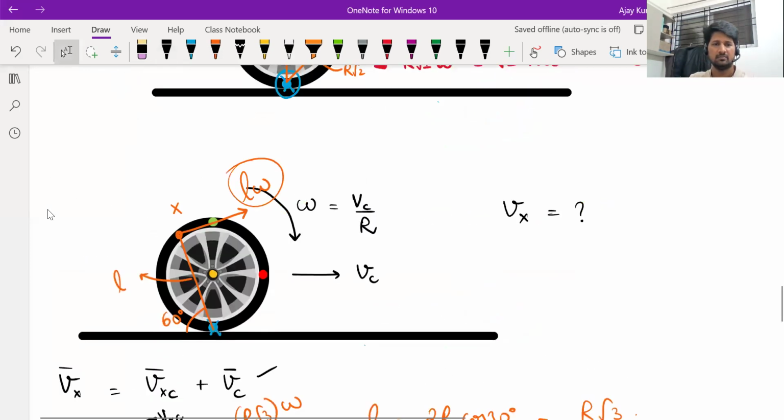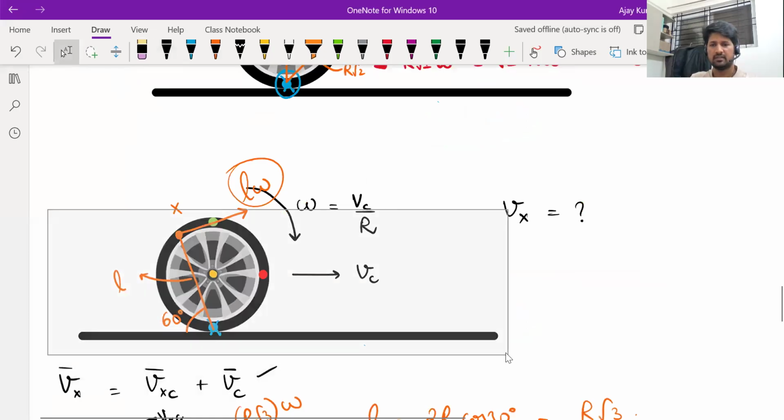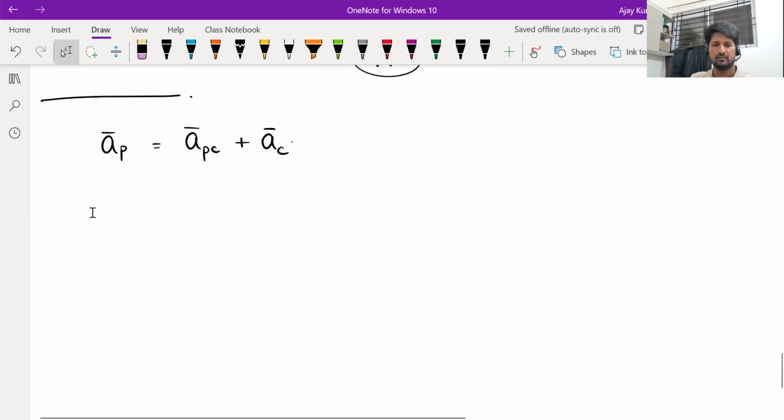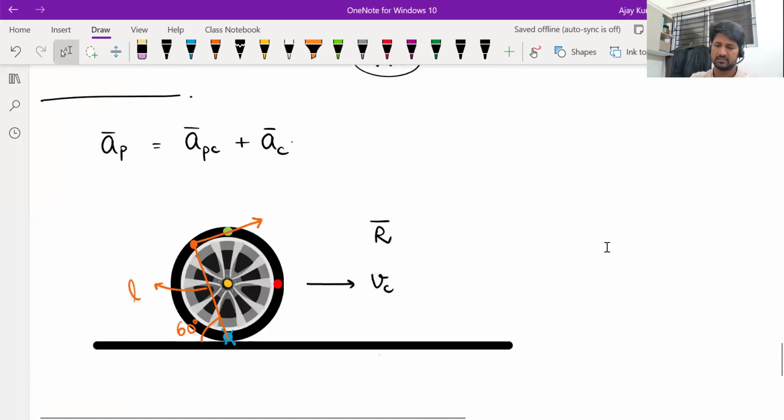I'll copy paste the diagram. I'm asking you to derive acceleration of point of contact only. And okay, I have to give you what is the acceleration of center of mass. Assume center of mass is not accelerating at all.